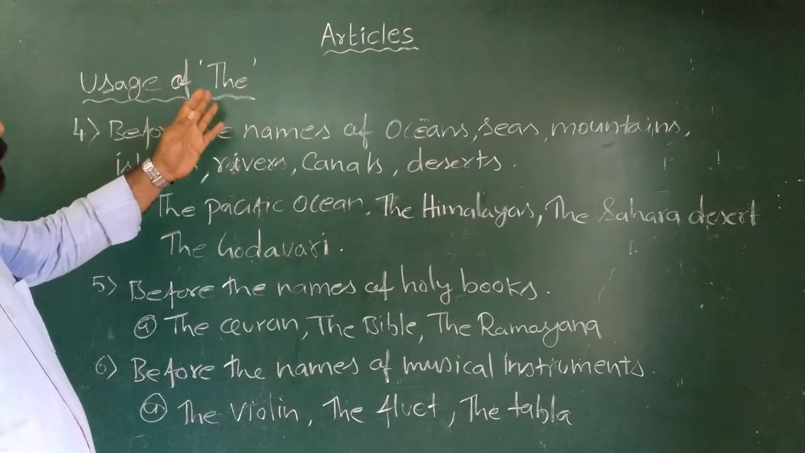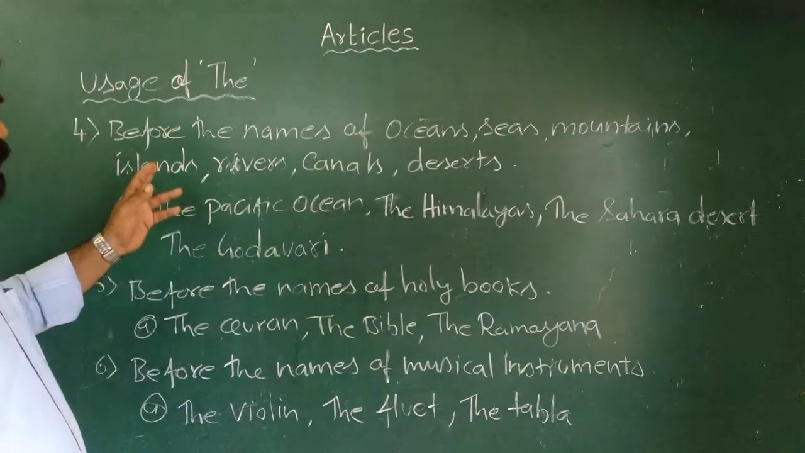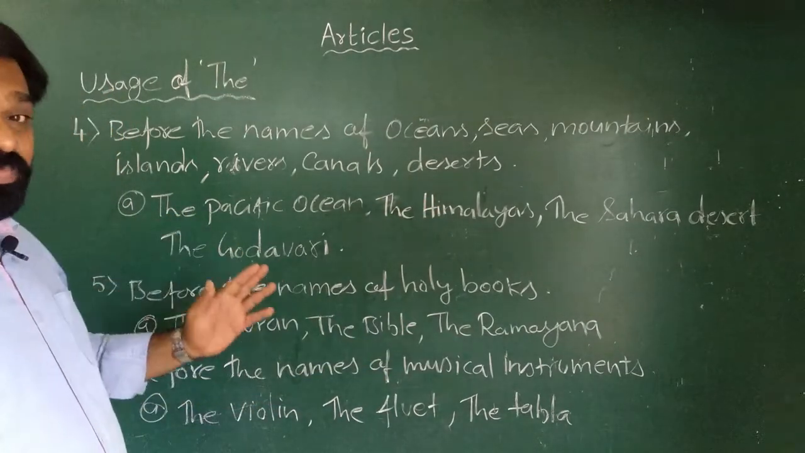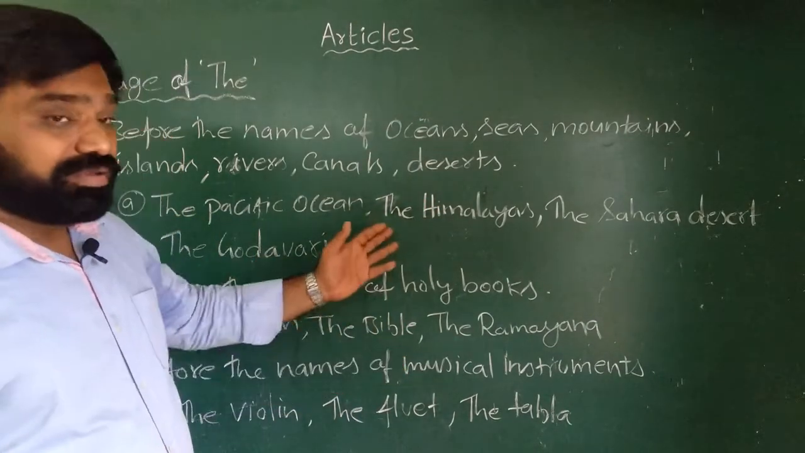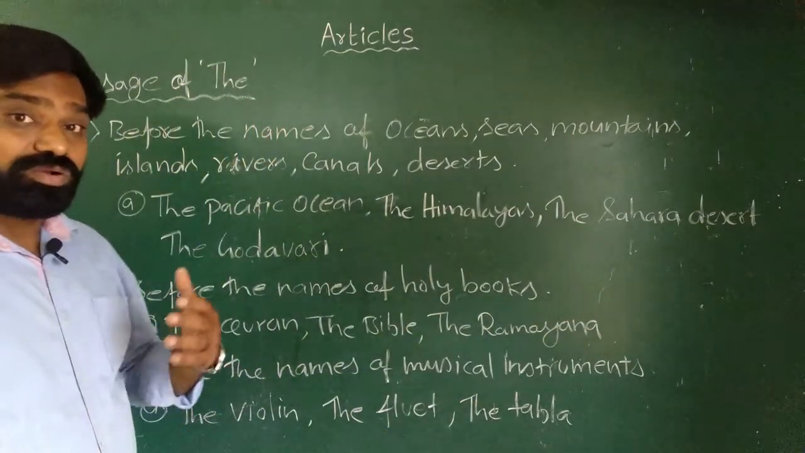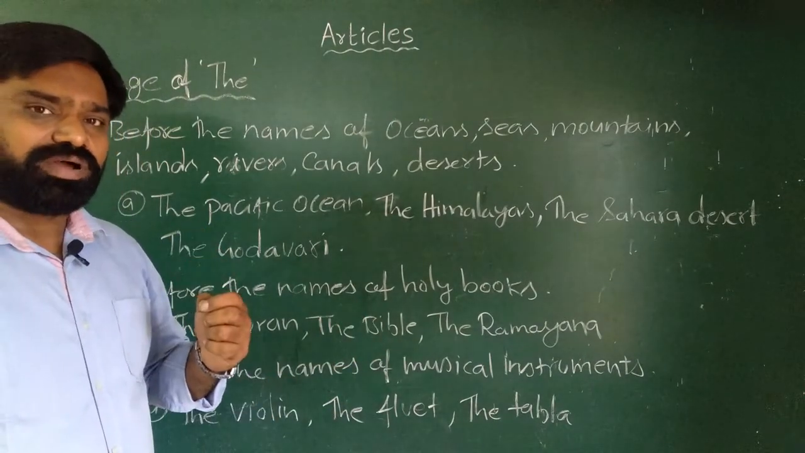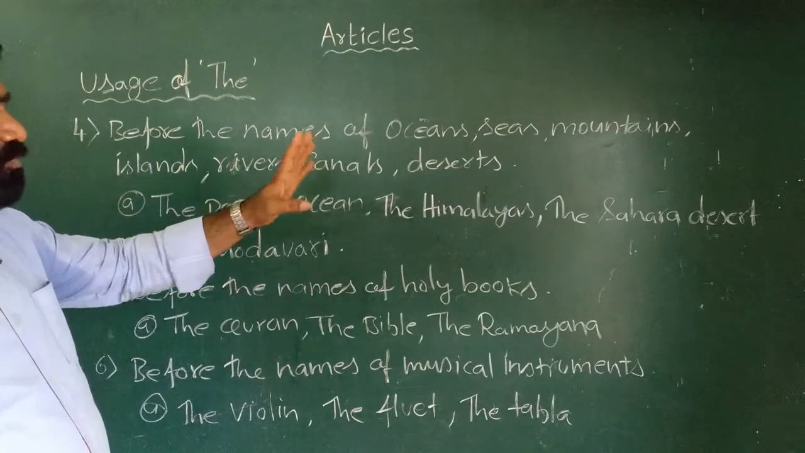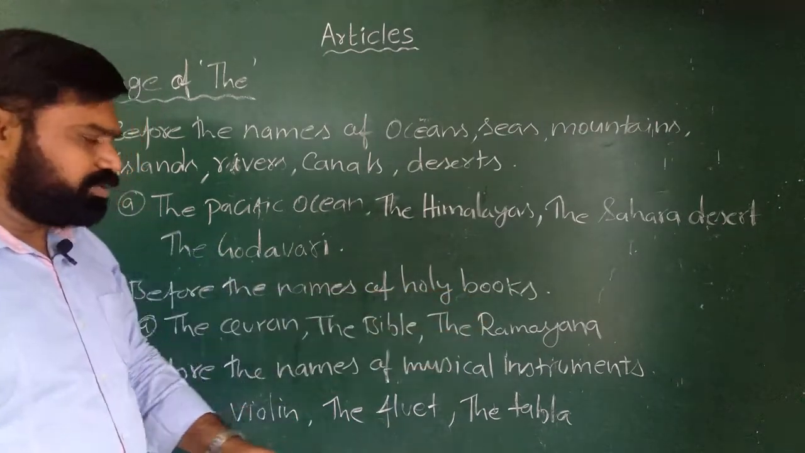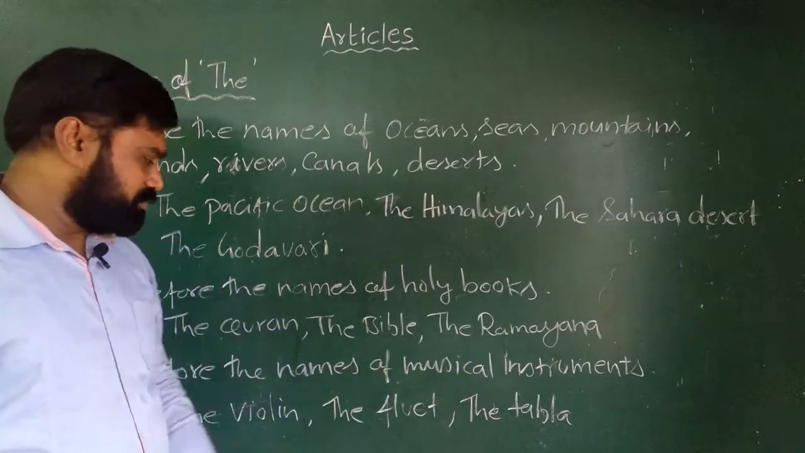We use the article the before the names of oceans, seas, mountains, islands, rivers, canals and deserts. For example, we always say the Pacific Ocean. We say the Himalayas. We say the Sahara Desert. We say the Godavari, the Ganga, the Krishna. In this way, we use the article the before the names of all these things. Then we use the article the before the names of holy books, right? Holy books of all religions like the Quran, the Bible, the Ramayana, etc.